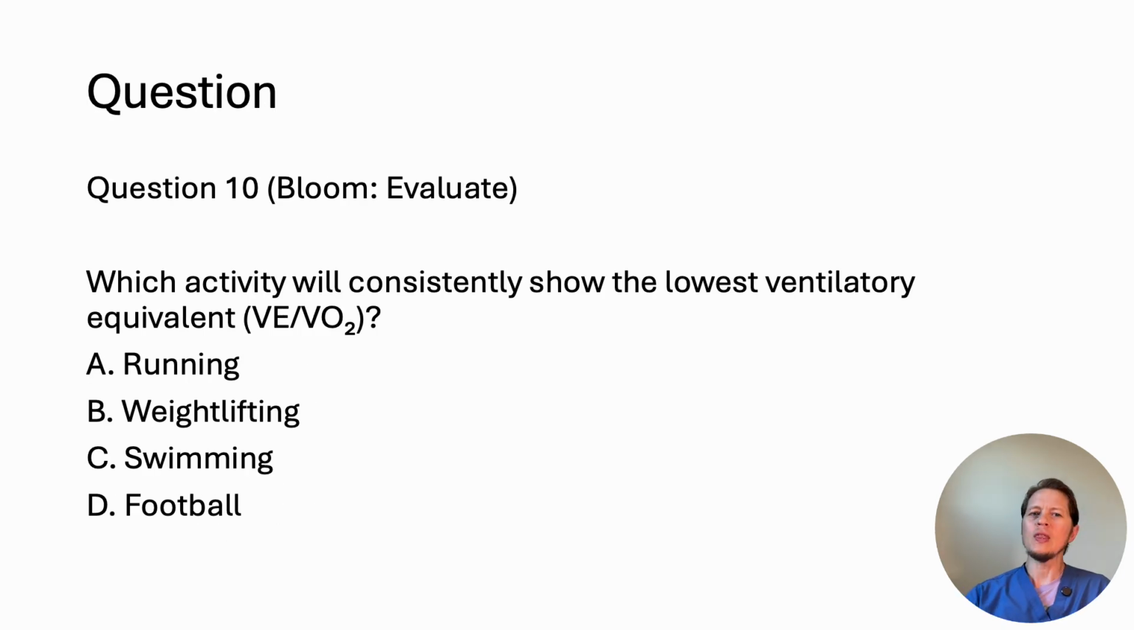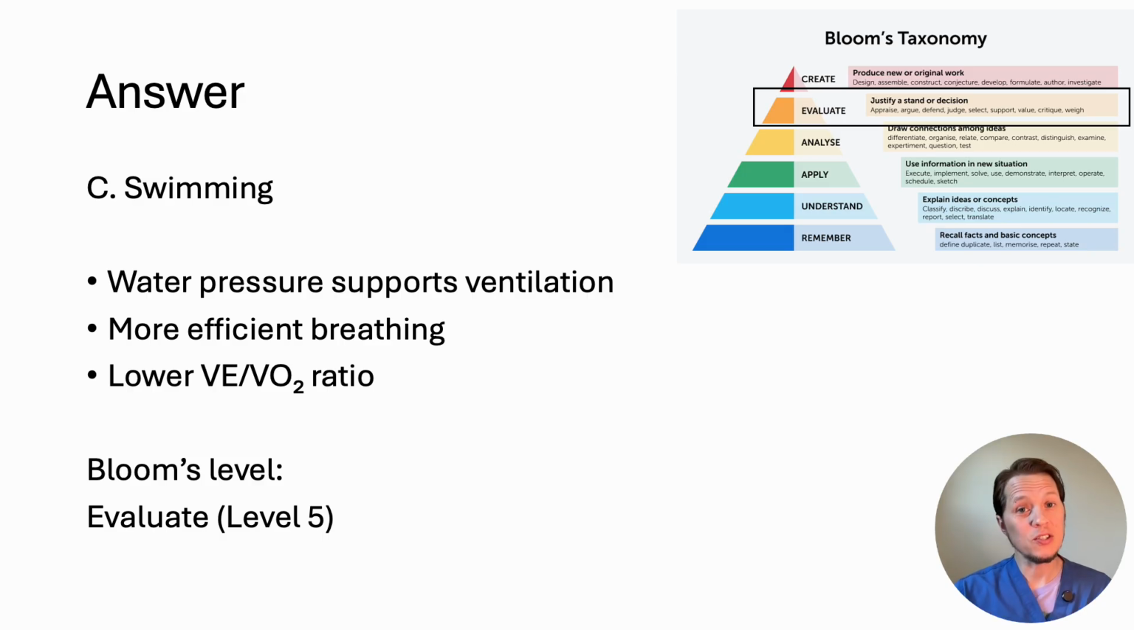Last question, we're up to almost the highest level here in Bloom's, evaluate. Which activity will consistently show the lowest ventilatory equivalent? That is VE divided by your VO2. Is it running, weightlifting, swimming, or football? Think about this one, pause if you need to. The answer here is swimming. Swimming actually reduces the work of breathing due to hydrostatic pressure changes, and it tends to promote more efficient ventilation. It's a neat aspect of the sport that a lot of people don't think about.